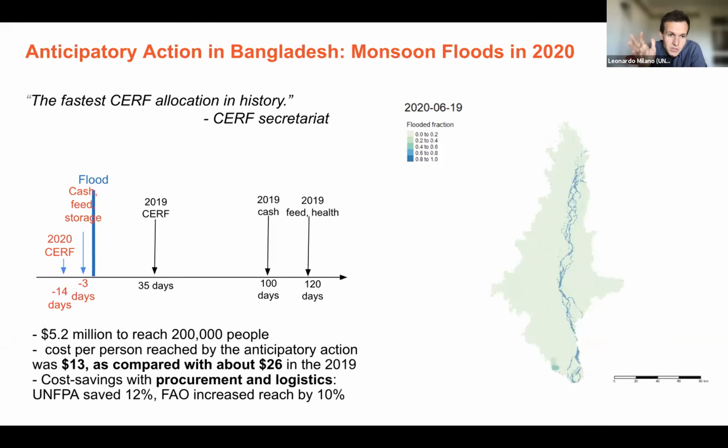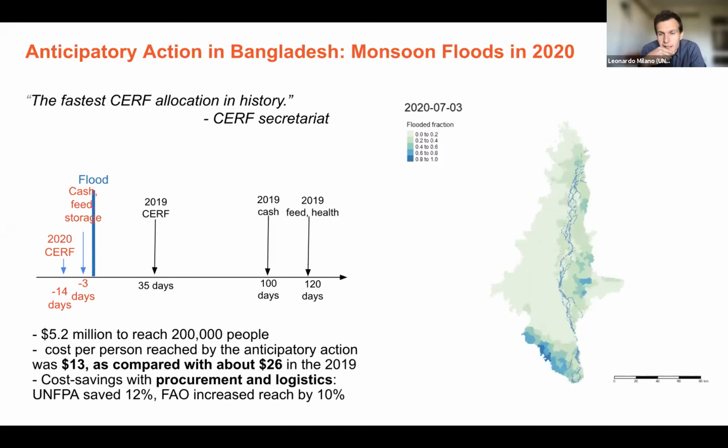Last year, we managed to have the first readiness trigger, which turned out to be a good one. And it was 14 days before. That's when organizations got ready. And then when we got the confirmation 5 days before, organizations immediately started implementing the action plan. And they managed to reach 200,000 people with the 5.2 million that were released by CERF, up to 3 days before the peak of the flooding.